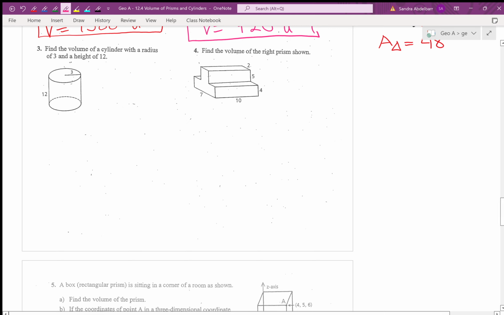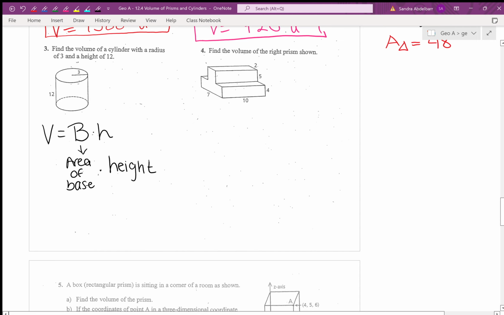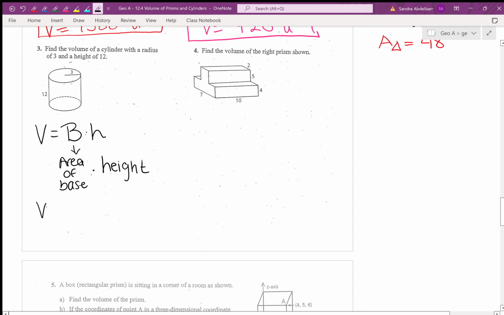Okay. Volume of a cylinder. Isn't the volume of the cylinder formula the same as a prism? That big capital letter B times H. So that's going to be area of the base times the height of the whole prism. Well, do we agree the base is a circle? So we're going to say pi r squared times the height of the whole cylinder.